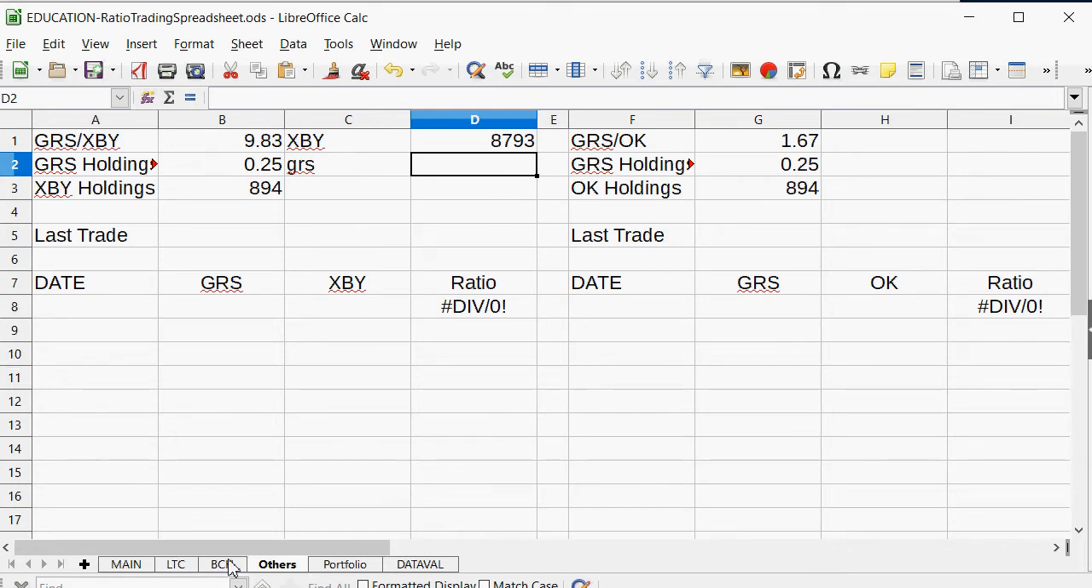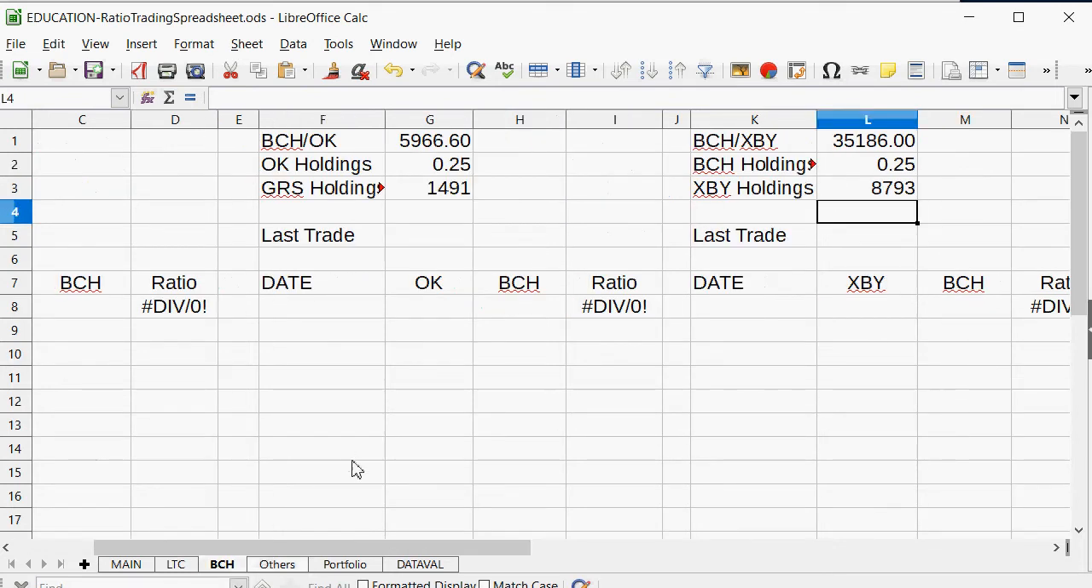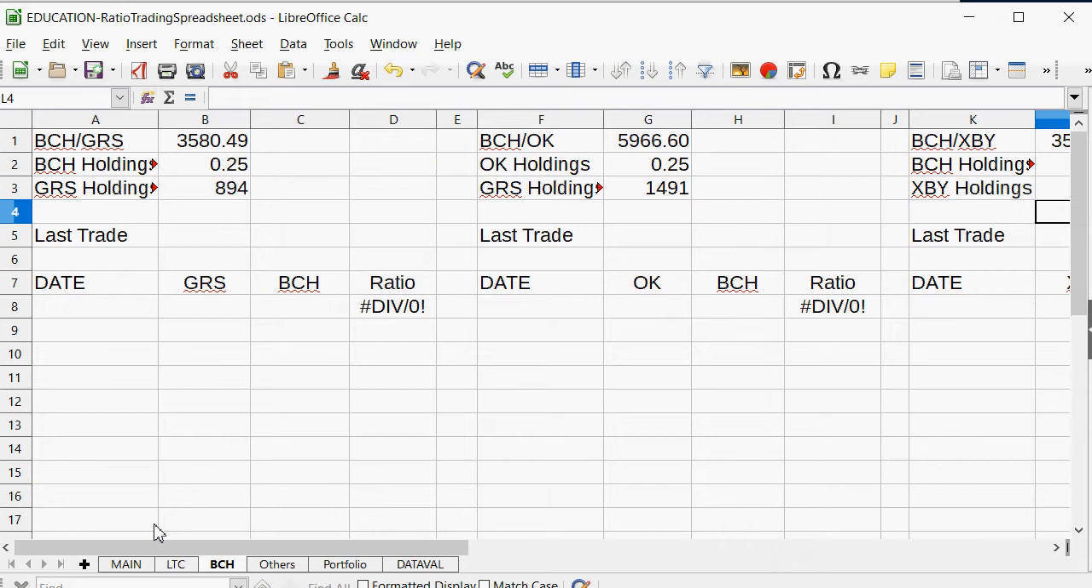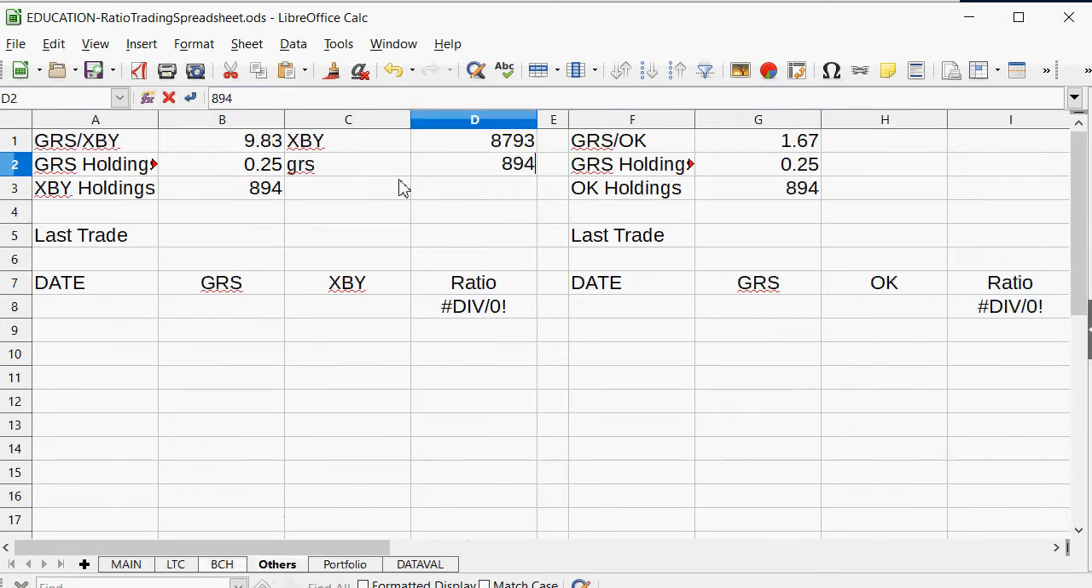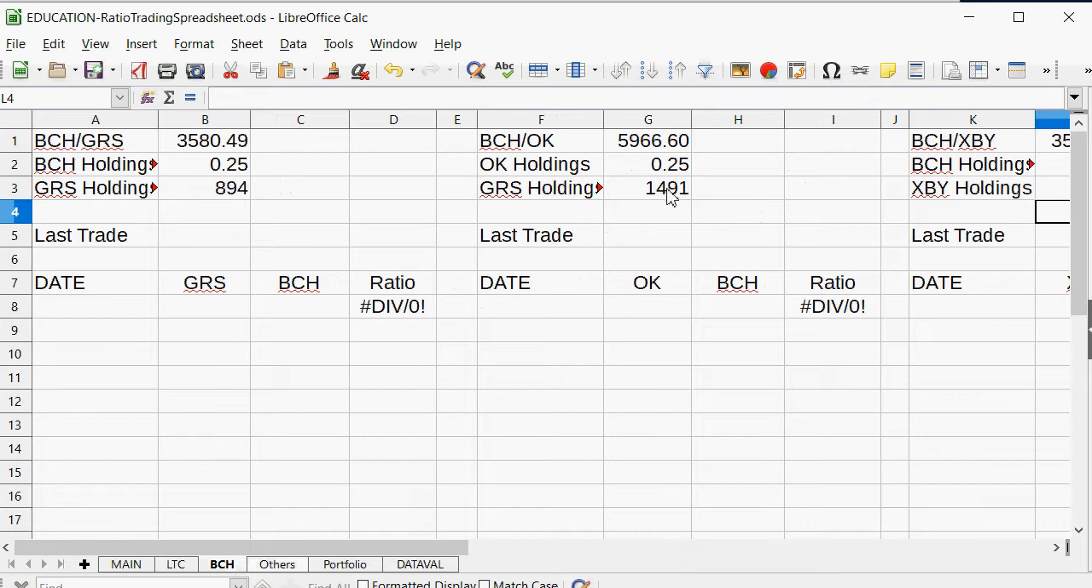The GRS is 1491, or okay, actually this would be 894. So going back just to fix all these numbers in here, this is supposed to be BCH Holdings here, and then OK Holdings there.